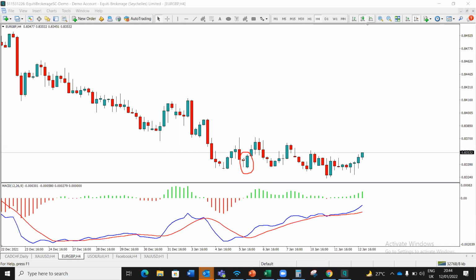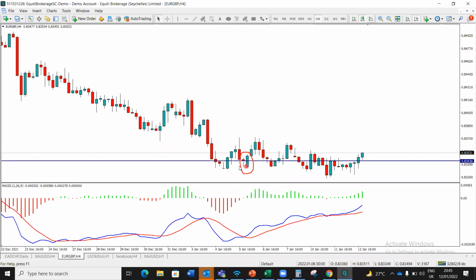This is where the market closed. Remember, we talked about closing and opening prices of any market, right? Now, this is where the market closed. Let me use a line. This is the level that the market closed.